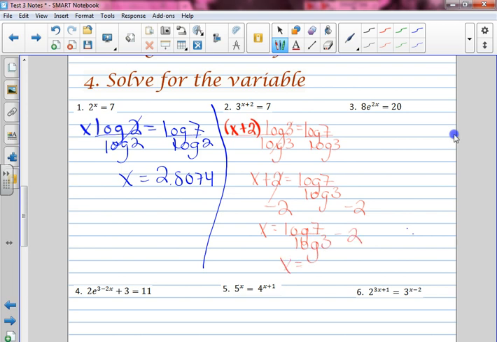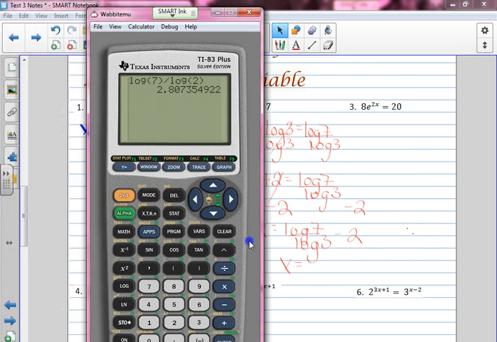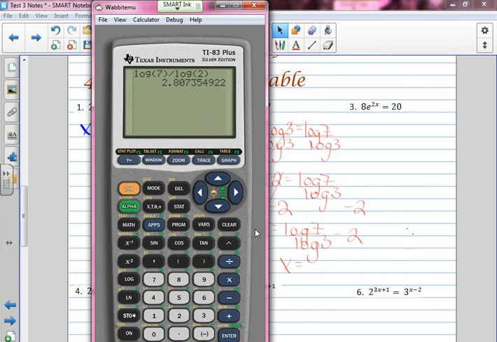So x equals the log of 7 divided by the log of 3, enter, minus 2. And the answer is negative 0.2288.